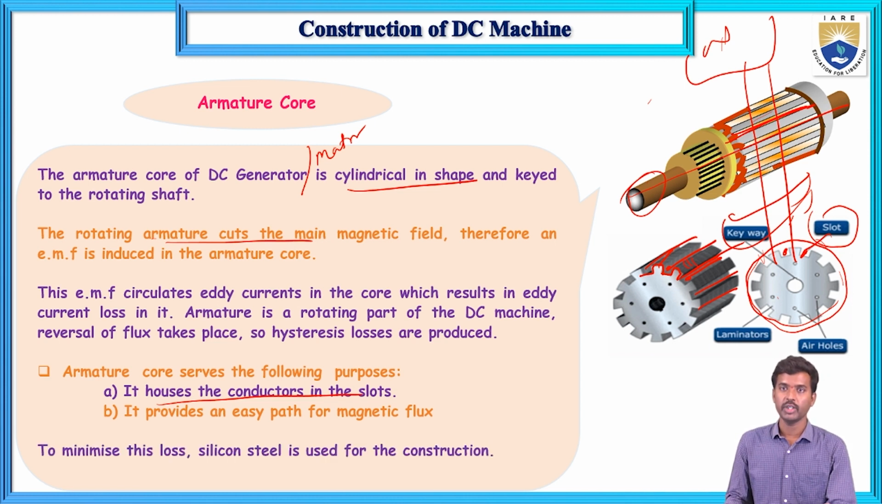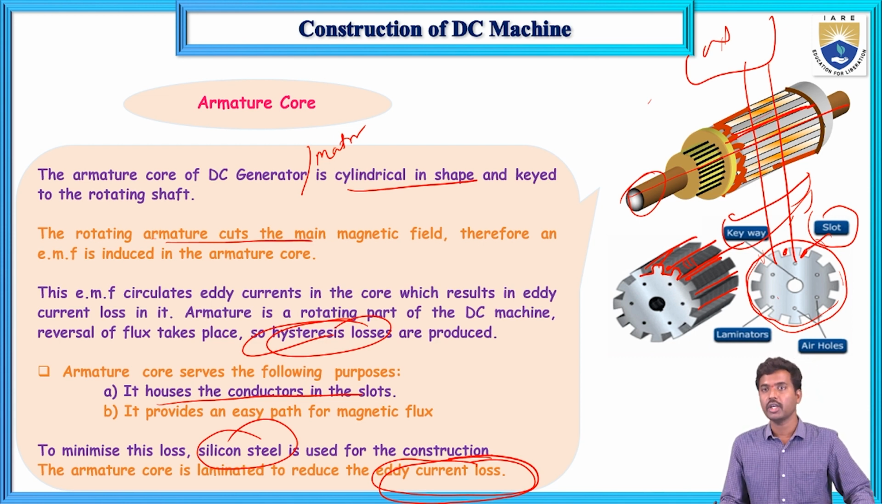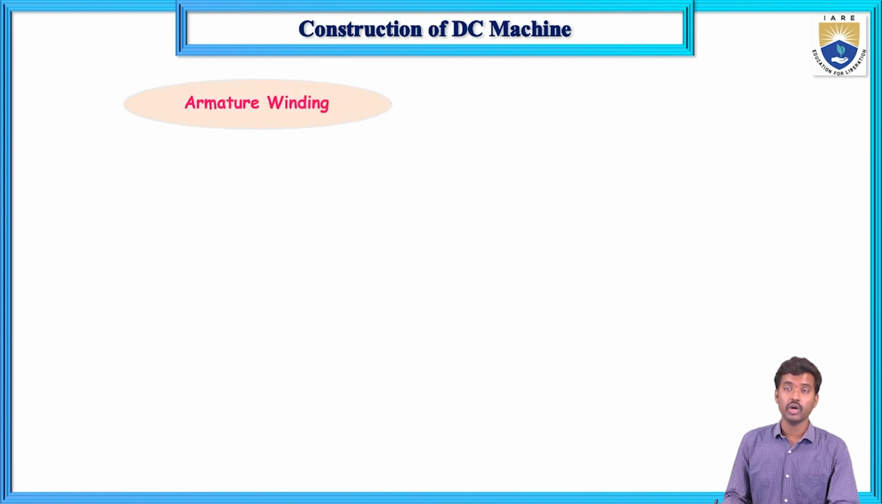Now, what is the material to minimize the losses? To minimize the hysteresis loss we use silicon steel material, and the armature core is laminated to reduce the eddy current losses. Two types of losses: hysteresis losses and eddy current losses, already discussed in the pole core and pole shoe. To reduce the eddy current losses, we use laminated construction, and to reduce the hysteresis losses, we use silicon steel material. So the material used for the armature core is silicon steel for reducing the hysteresis losses. Next, armature winding.